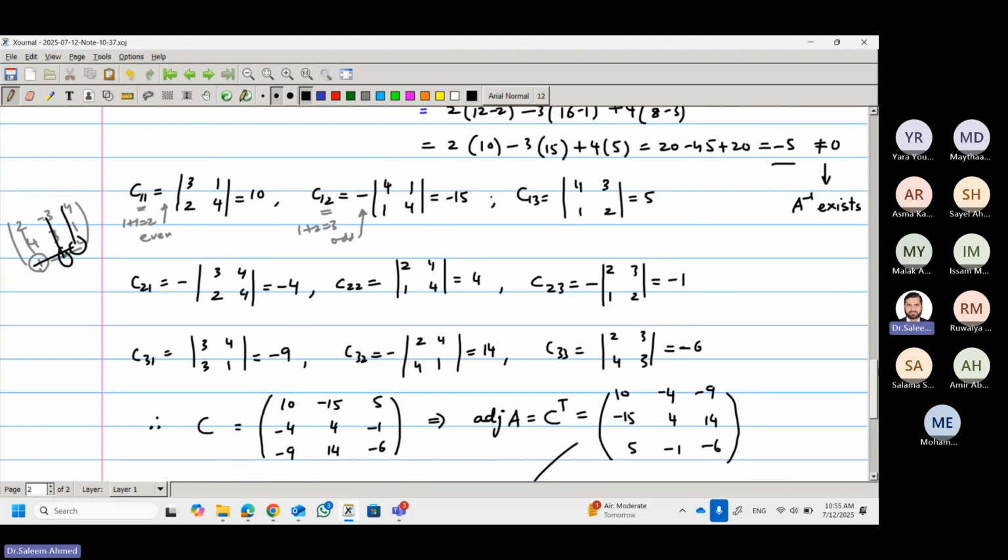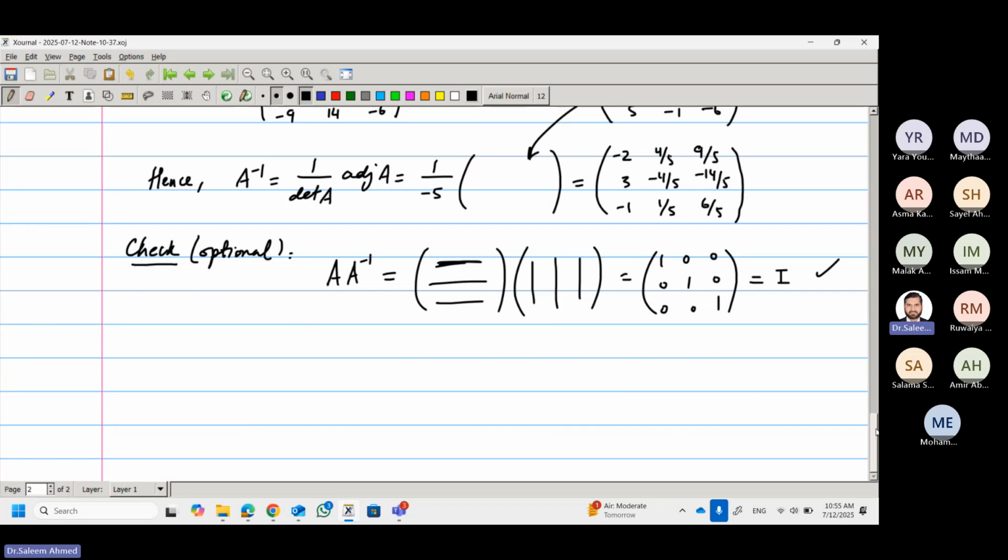For example, the first row is 2 3 4. So if I multiply 2 3 4 with the first column, which is minus 2 3 minus 1: 2 into minus 2 is minus 4, 3 into 3 is 9, and minus 4 into minus 1 is 4. So 9 minus 4 is 1. This is equal to 1, so the first number is correct. Multiply this with the second row, you will get 0. Third row with the 0, and so on. You can complete this.